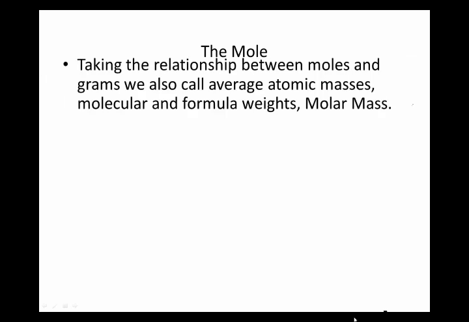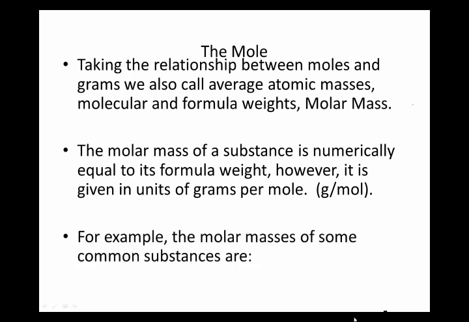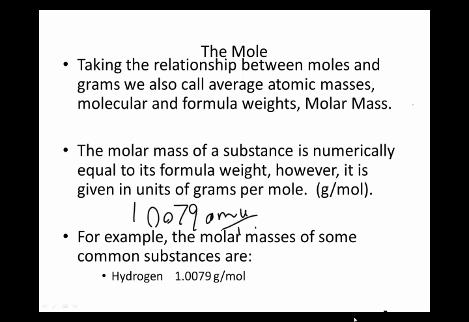By the way, this average, when it's in AMUs, we call the atomic mass or the formula mass. When we're talking about it in terms of grams per mole, we call it molar mass. So the molar mass is always going to be numerically equal to its atomic or its formula weight. So the molar mass of some common substances are this. Hydrogen, 1.0079 grams per mole. It's also important to understand that when we write 1.0079 AMU, that's AMU per one atom. And then hydrogen is 1.0079 grams per mole.